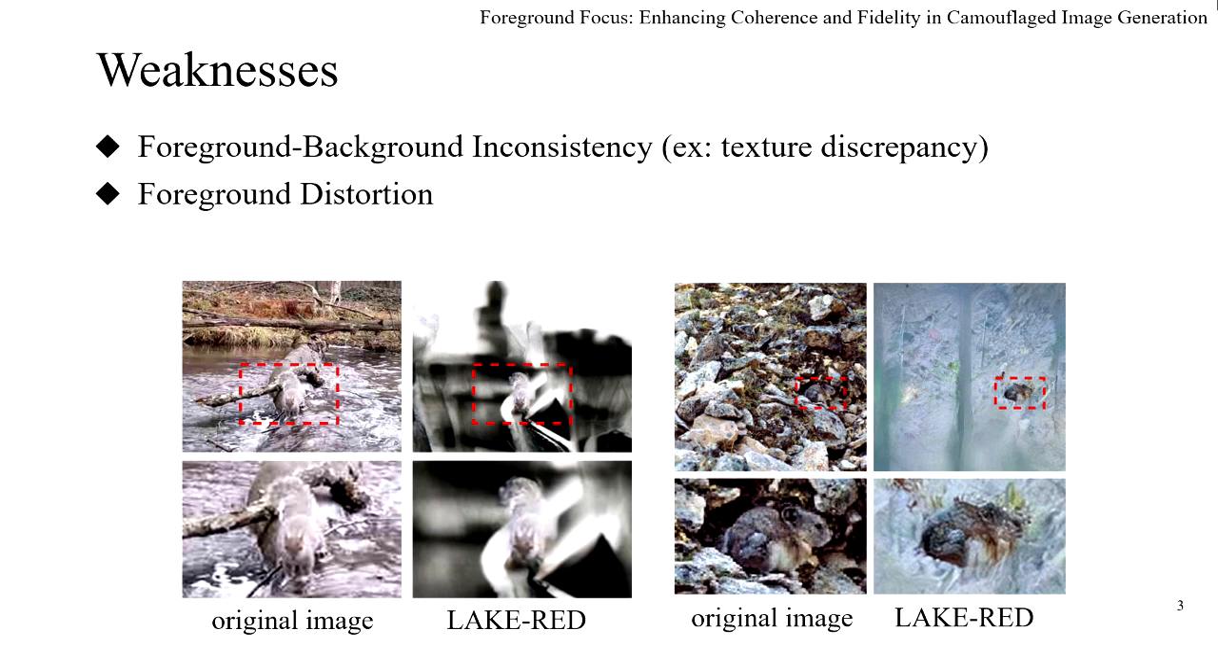First, the generated background often lacks consistency with the foreground, such as mismatched texture, which weakens the camouflage effect. Second, the foreground tends to be heavily distorted, especially when the object is small, leading to unnatural appearance. These two issues significantly degrade the visual quality and realism of the generated camouflaged images.